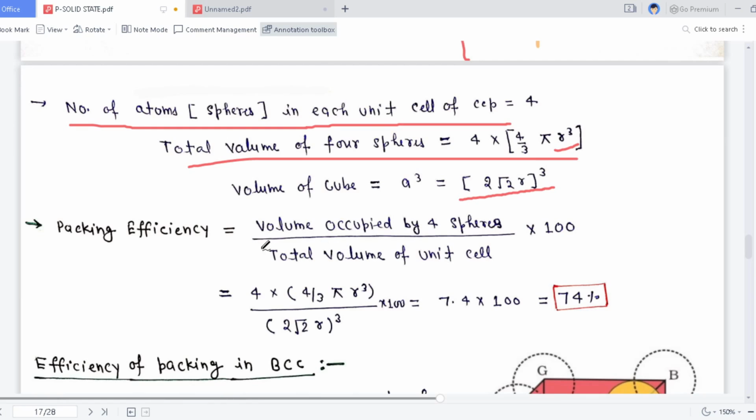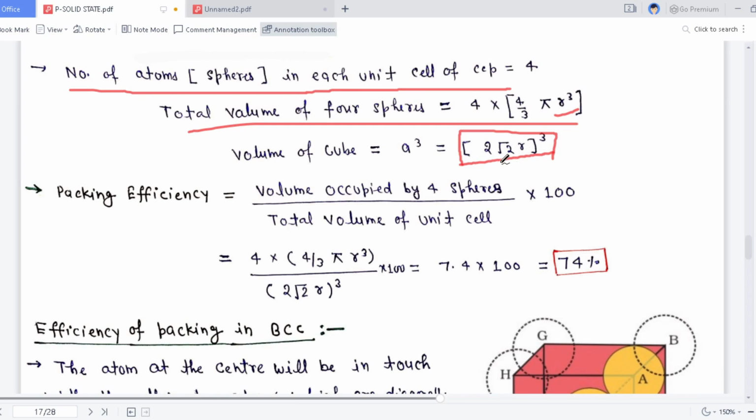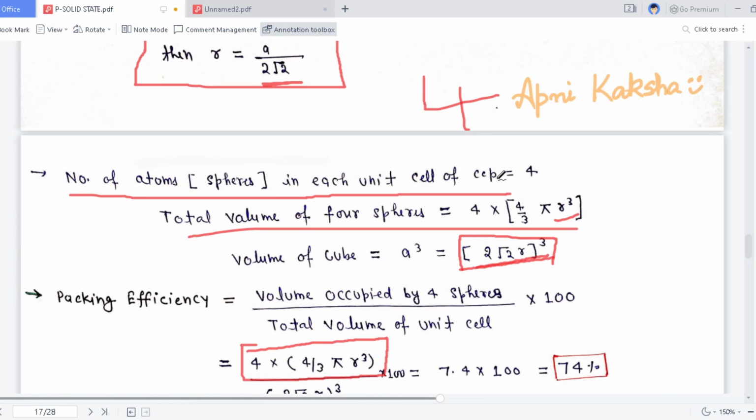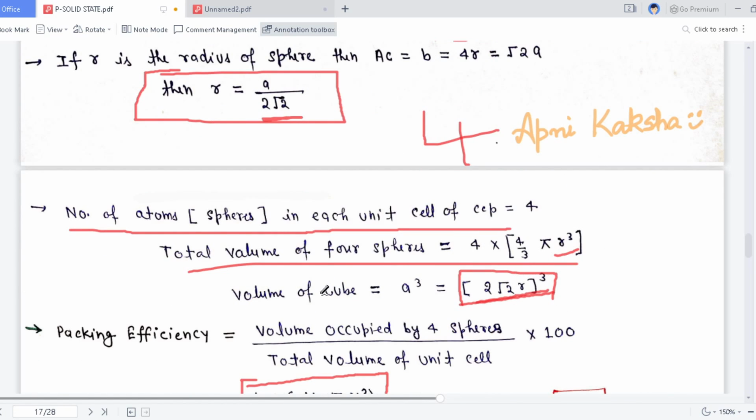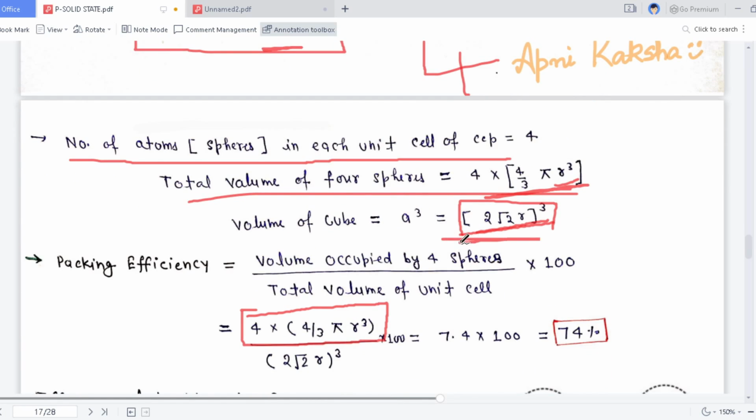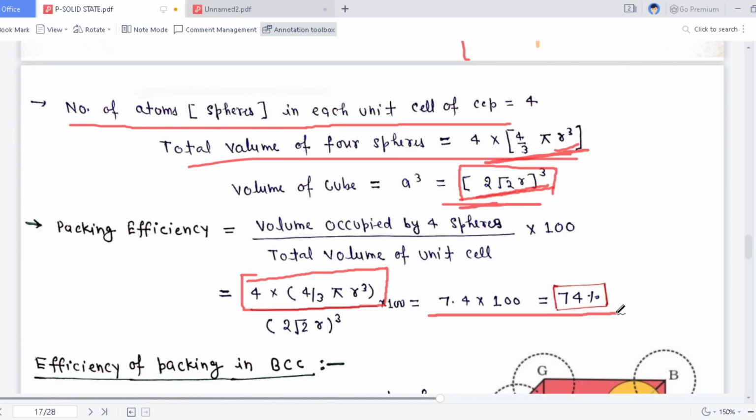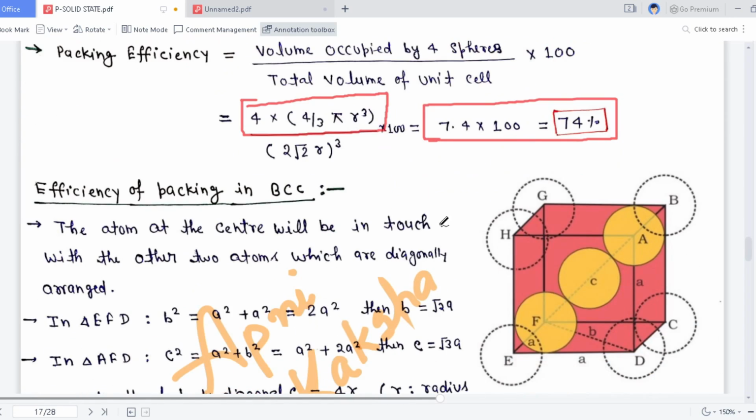So we'll be looking at the packing efficiency. Here we got the volume. Now for packing efficiency, it is the volume occupied by the spheres upon the total volume. This is the total volume of the cube, and the volume occupied by the spheres is 4 into 4 by 3 pi r cube. So eventually we end up with 74% as the packing efficiency.